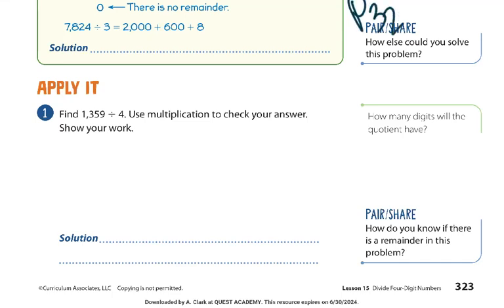Page 323. All right, let's read. 1,359 divided by 4. Use multiplication to check your answer. Show your work. Okay, so you need to write little. And you need to write in the middle of the page because you need to leave room for building up your answers and showing your work going down.